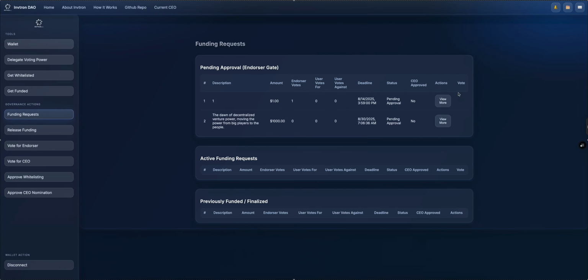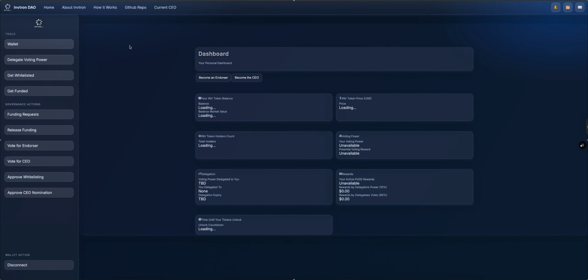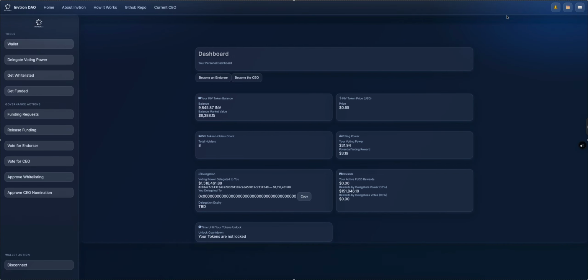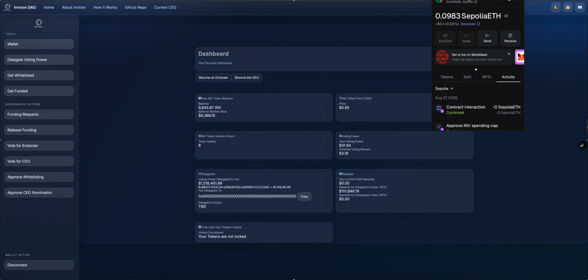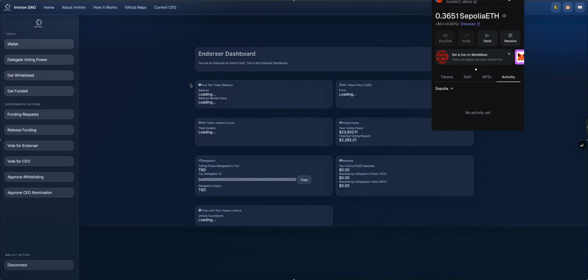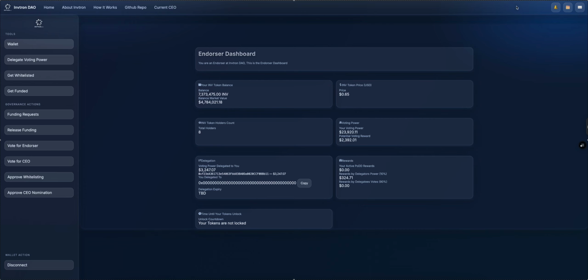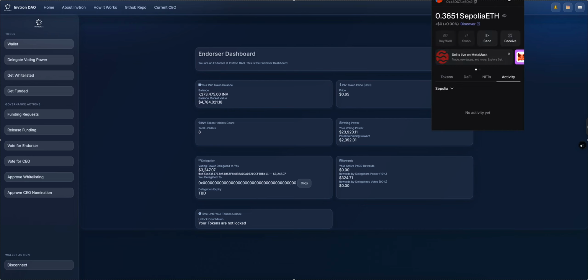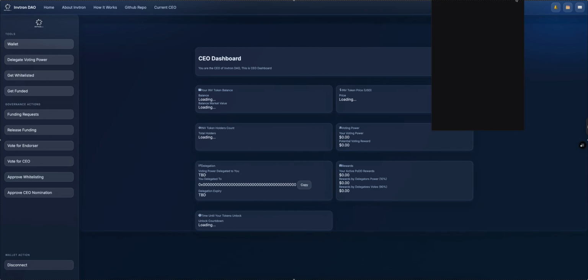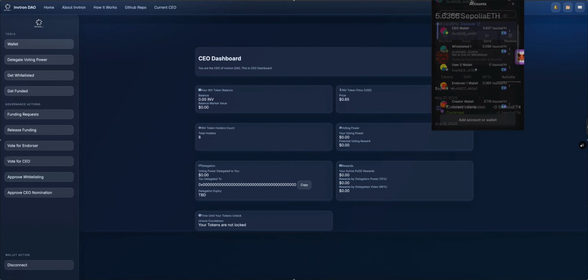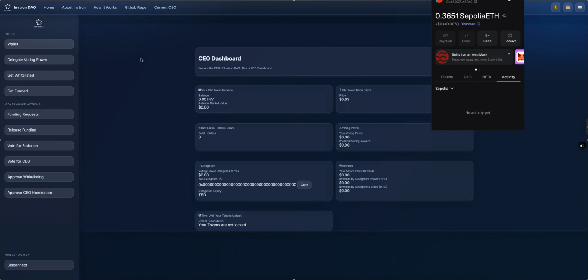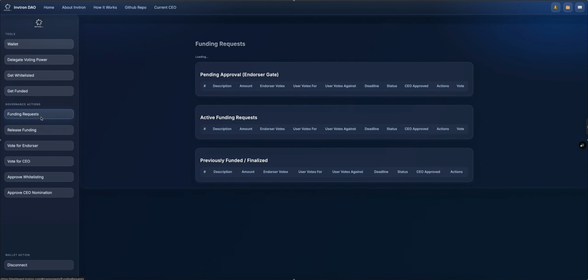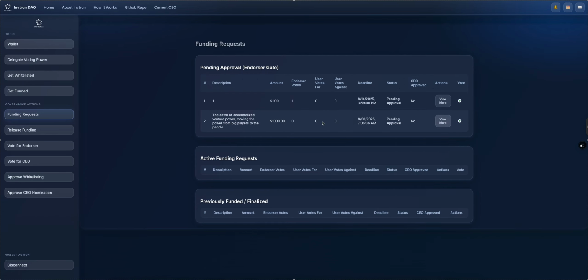You see, this is the user dashboard. But when you change your wallet, it simply changes to the endorser dashboard, for example. Or if you put the CEO, it will change to the CEO dashboard. So let's go back to the endorser wallet. Okay, let's go back to funding requests. And as you can see here, there are no votes now from endorsers. Let's vote for it.